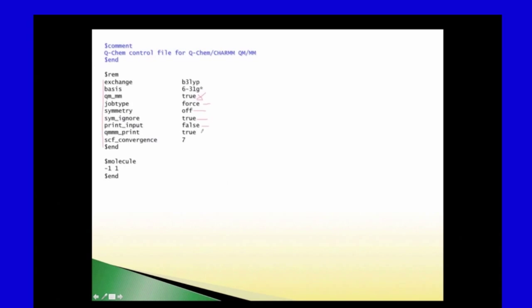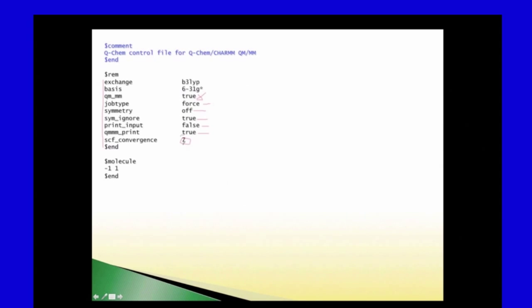And then print input is false, and the reason this keyword is here is because Q-Chem echoes back the input that you give it to run a calculation, for instance all the atoms that it knows about. If you've got 30,000 point charges, you do not want those echoed back in an output file. That alone can take 2 minutes, so that's not very smart. So QMMM print is true. That also turns off some of the excess printing associated with having 30,000 atoms.